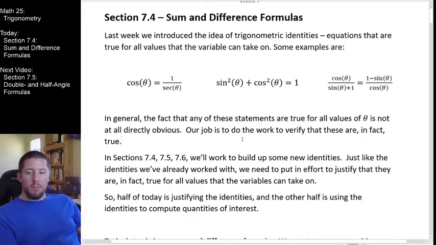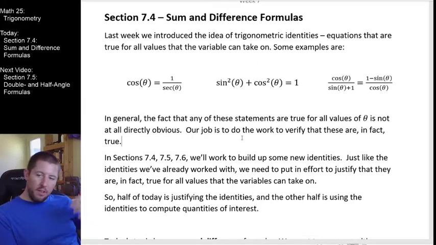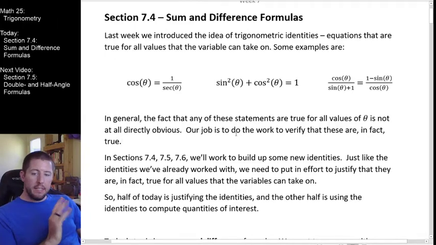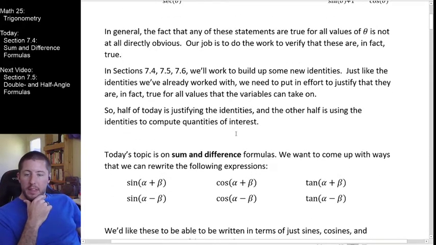So today is sort of half about justifying the new formulas or identities that we're getting, and the other half of today is about why we care to build these. What new pieces of information can we now determine based on the fact that we have these formulas? So today we're going to get 6 new formulas, the sum and difference formulas for sine, cosine, and tangent. What we want is different ways that we can rewrite these following expressions right here.